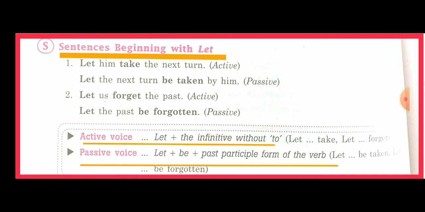Now last but not least, if the sentence is beginning with let, like let him take the next turn, then we will use let plus be plus third form of the verb. Let him take the next turn is changed into passive voice by adding be. Let the next turn be taken by him. This is how we will add be plus third form of the verb along with let in passive voice.